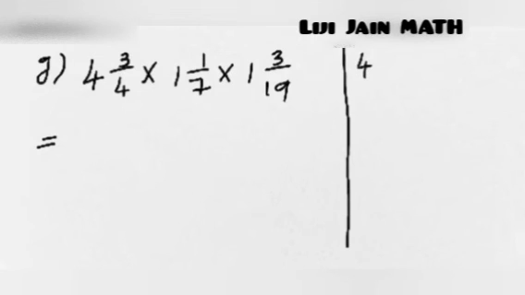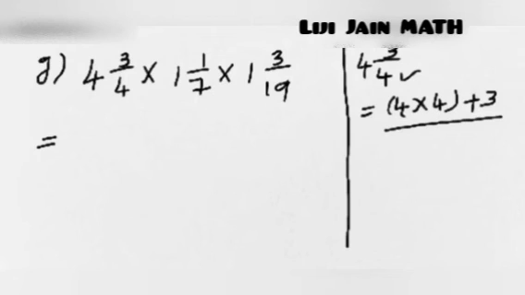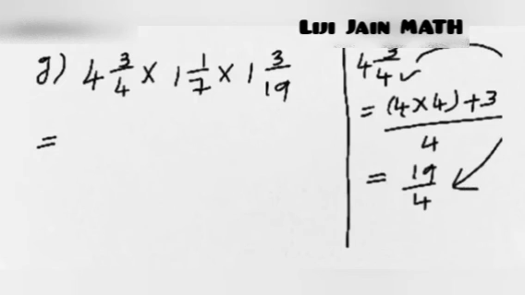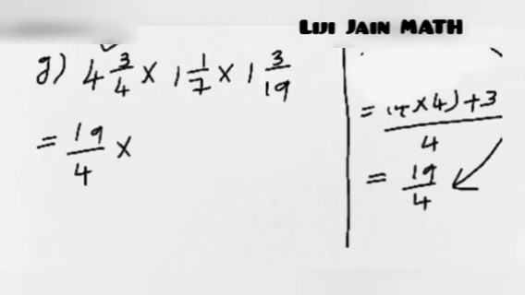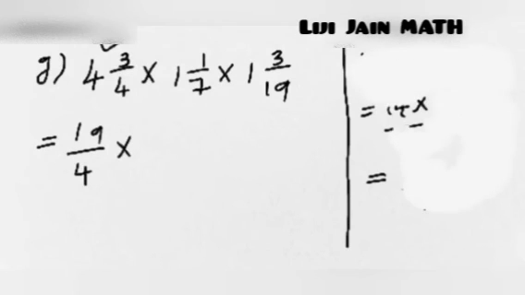First mixed number is 4 3 by 4. How can it be converted? Yes, whole number 4 into denominator 4, plus numerator 3, whole divided by denominator 4. So what is the answer? 4 4s are 16 plus 3, 19 by 4. So the first mixed number 4 3 by 4 has been converted to 19 by 4. So instead of this we can write 19 by 4, into. Now let's try to convert the second mixed number. Which is the second mixed number?